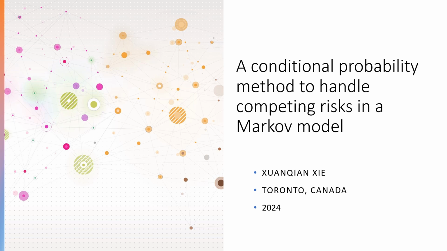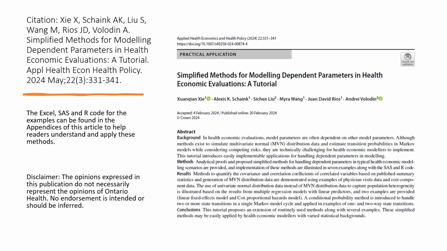I will introduce a conditional probability method to handle competing risks in a Markov model. This presentation is based on our publication titled Simplified Methods for Modeling Dependent Parameters in Health Economic Evaluations, the tutorial. The Excel, SAS and R code for the examples can be found in the appendices of this article.